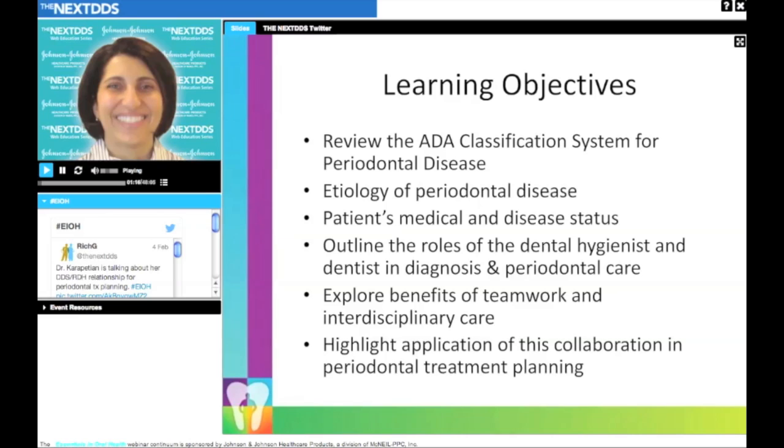Some of the learning objectives for tonight are, first and foremost, to determine how we classify or diagnose our periodontal patients. So we need to determine what the classification system is. We need to determine why they develop the disease, or the etiology of the disease. We also need to do some data collection, such as the medical history of the patient and also the dental history of the patient. Then we can start talking about what the actual physical roles of each clinician or each practitioner is, whether it's the dental hygienist or the dentist.